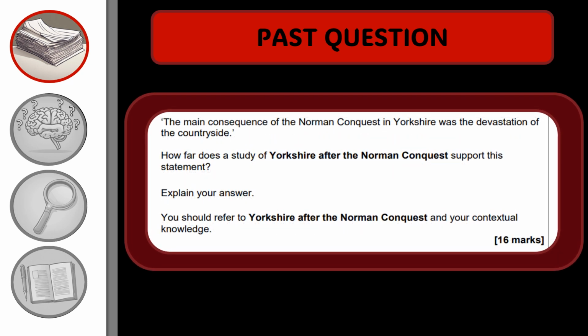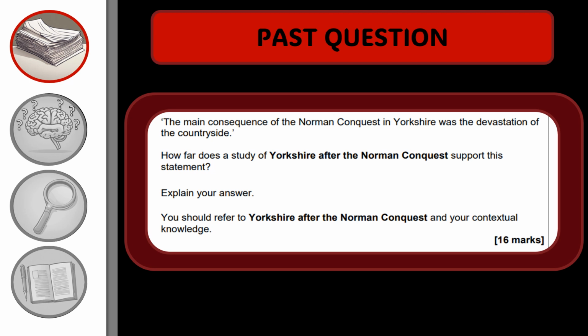This is the last one that we had last year. So you can see how it's different. Last year they had Yorkshire as the site, and this is a question they gave, which I thought was quite a tricky, quite a challenging question. The main consequence of the Norman conquest in Yorkshire was a devastation of the countryside. How far does a study of Yorkshire after Norman conquest support this statement?